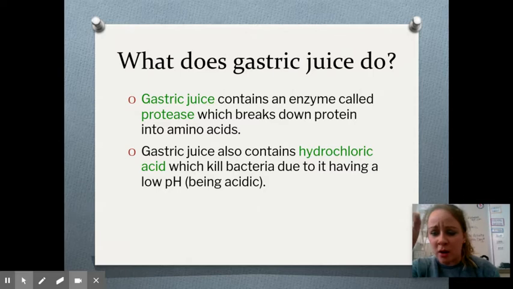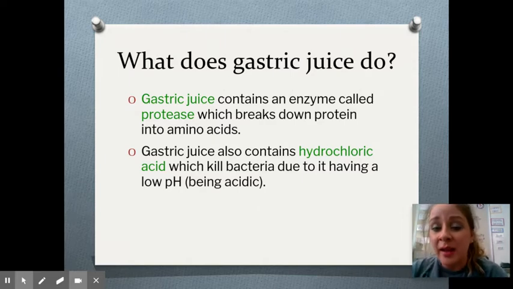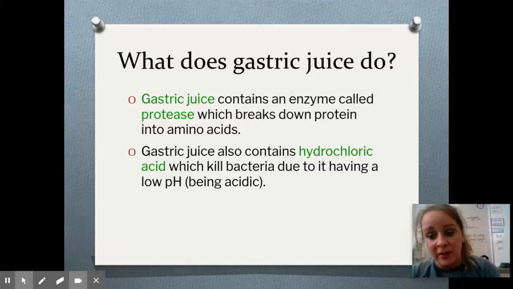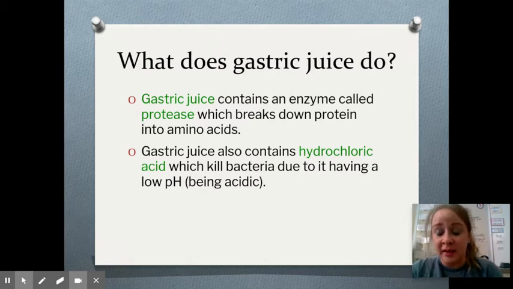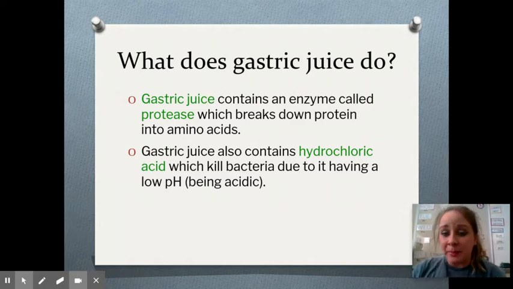Now, what is the importance of these gastric juices? Okay, so they contain enzymes called protease, and these protease enzymes help break down proteins and turn them into amino acids. Now, amino acids are important for a lot of different things in our body, and we are actually going to see amino acids again when we start talking about DNA. Okay, gastric juices also contain hydrochloric acid. Some people call this your stomach acid. Okay, that is there to help kill bacteria.